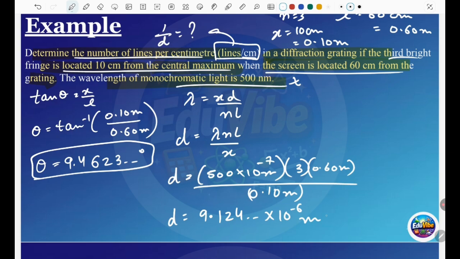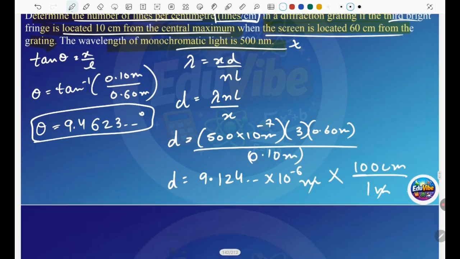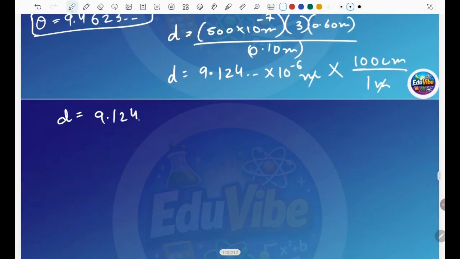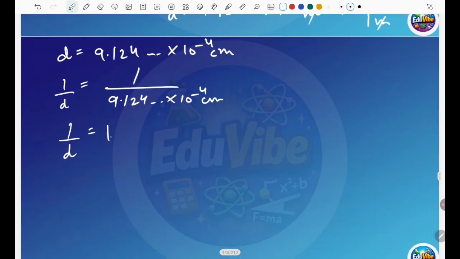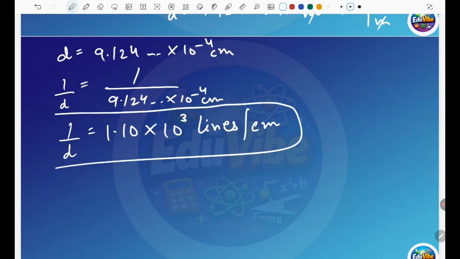Now you have to convert into centimeters again, because now all your calculations are completed. So multiply this by 100 centimeters upon 1 meter. Meters cancel out. You get d of about 9.124 times 10 raised to power minus 4 centimeters. Now you want 1 upon d. When you convert this d into 1 upon d, you also have to convert this. So now you just follow this step and you can solve this. So 1 upon d is equal to about 1.10 times 10 raised to power 3 lines per centimeter.